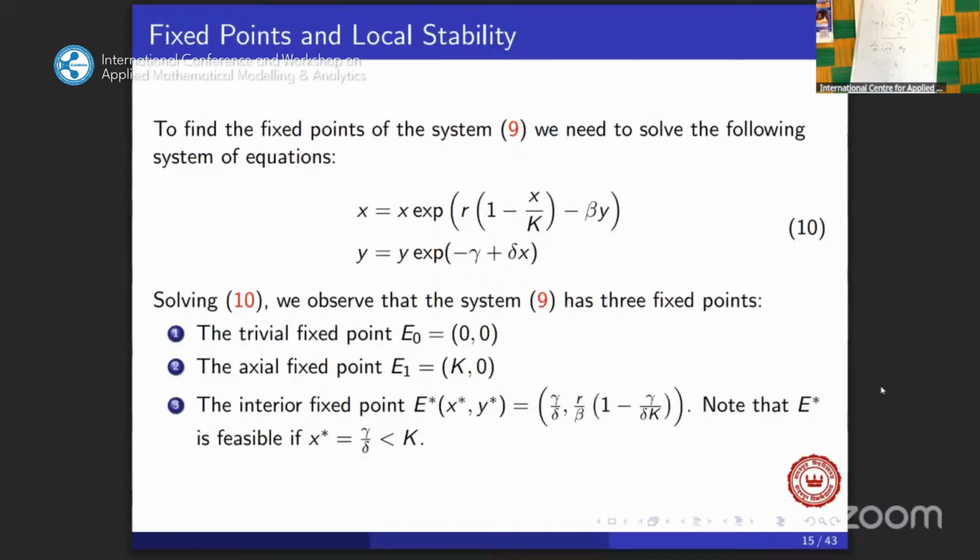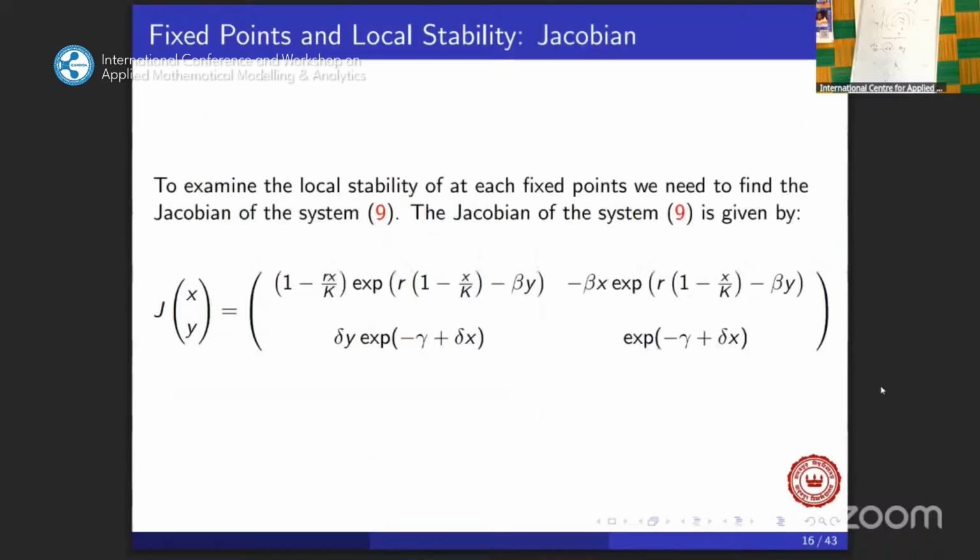We need positivity of the solution, x star and y star. So we get 1 minus gamma by delta K, and from there we get K greater than this value. Next slide. Now we go to the Jacobian of this system, and from the Jacobian we try to find what happens at E0 (0, 0). That is J at E0. Next slide.